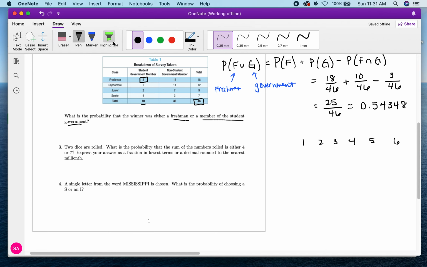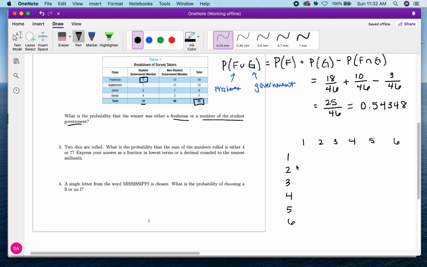Basically, for the first die, I can roll a 1 through a 6. For the second die, I'm going to write this as the column. You could also roll a 1 through a 6, right? Here we go. 1, 2, 3, 4, 5, 6. So when we roll 2 dice, those are our options. We can roll 1 through 6 on one die, and 1 through 6 on the other.